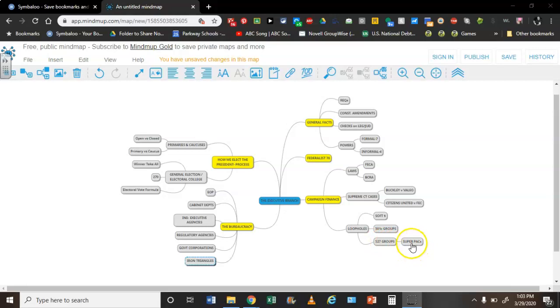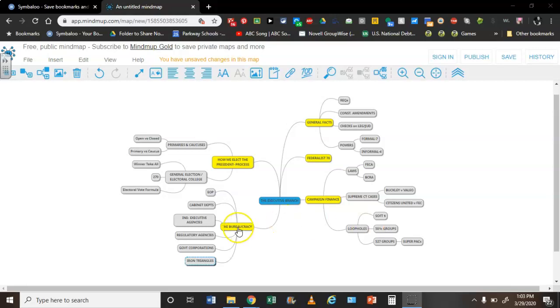501c, 527s, and super PACs can only spend their money on issue ads. Those are the ads that do not advocate specifically for a particular person, but merely address some sort of issue. They do not have the statement, "I'm so-and-so and I approve this message." So that's how you can tell whether you're looking at a commercial from a super PAC, 527, or 501c. If it doesn't have that, "I'm so-and-so and I approve this message," then it's from one of these groups.